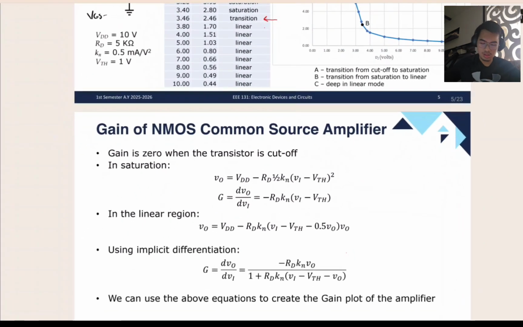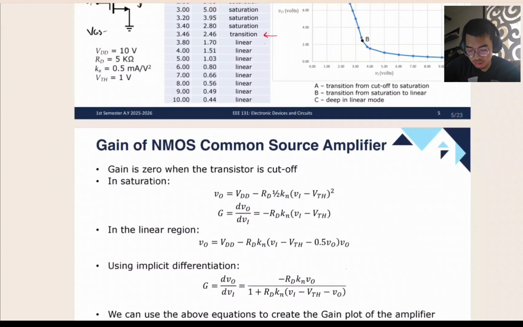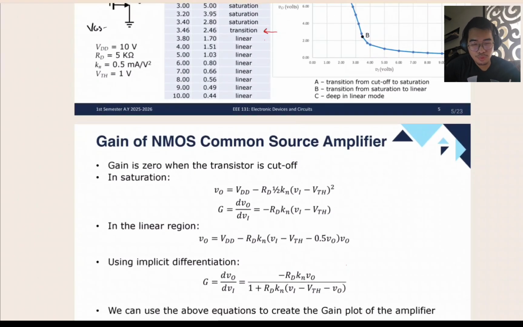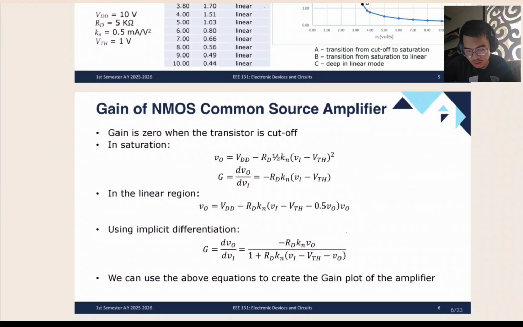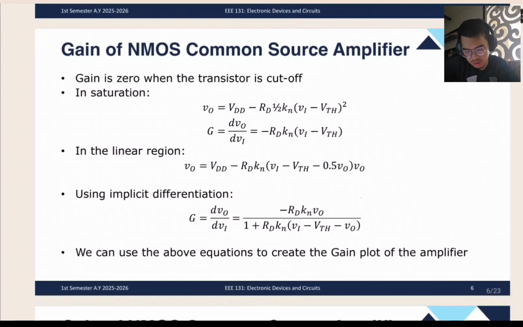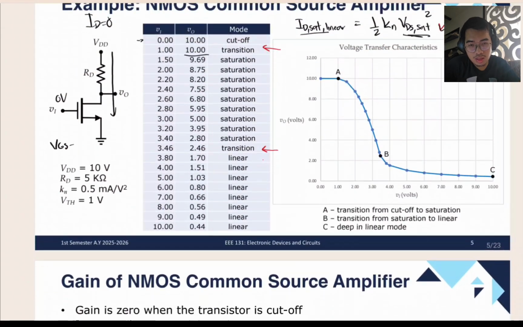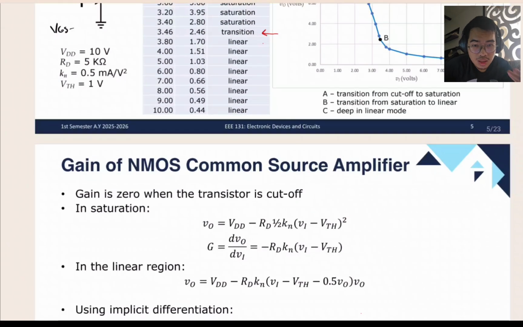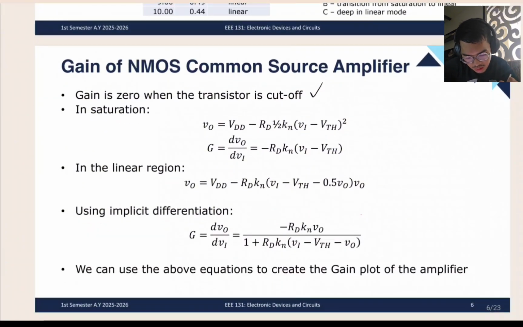All right, in order for us to get the gain, we will just take the derivative of the output voltage expression with respect to the input voltage. In cutoff, the gain is 0, as you can see here. The derivative of a constant is just 0. So this part here is 0.